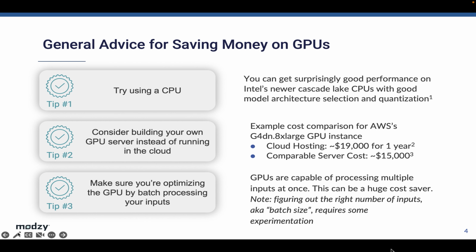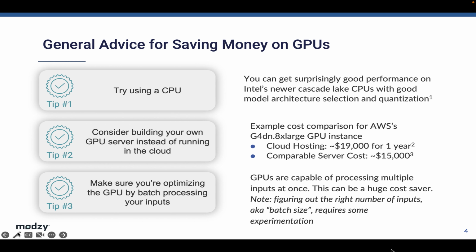So if you're starting to use your models pretty regularly and you're getting really high utilization, and your instances on AWS or Azure are running near constant, consider building your own server. You may find a real savings there. And then third, just generally speaking, try to make sure you're using the GPU as efficiently as you can.